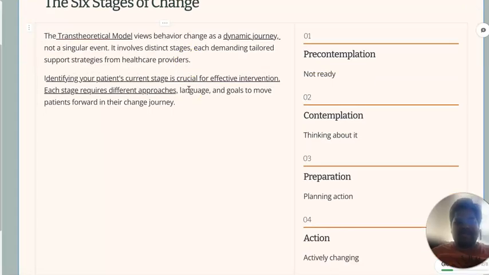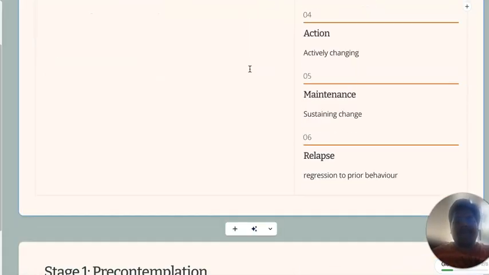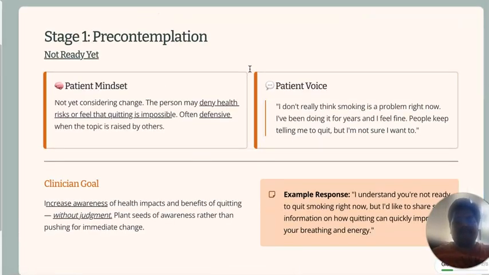As I said earlier, we have to know which phase he is in, so that we can intervene accordingly. Different phases, different stages, have different approaches, different language we as clinicians must use, and different goals to move forward. Now let's deal with each one of them properly.